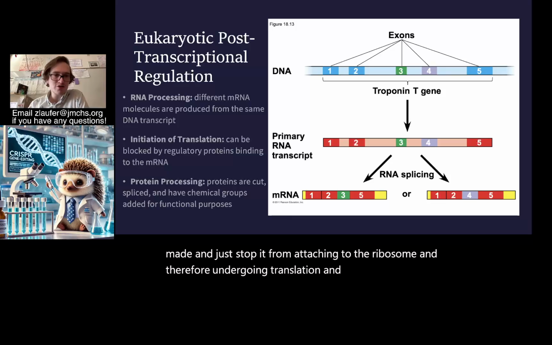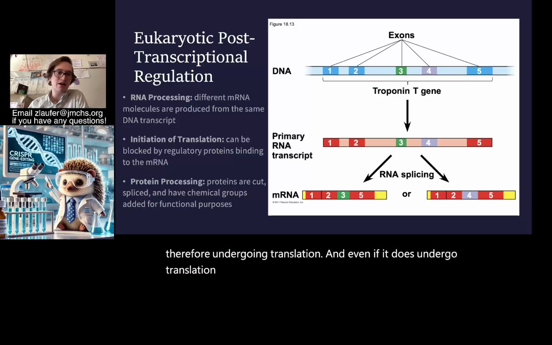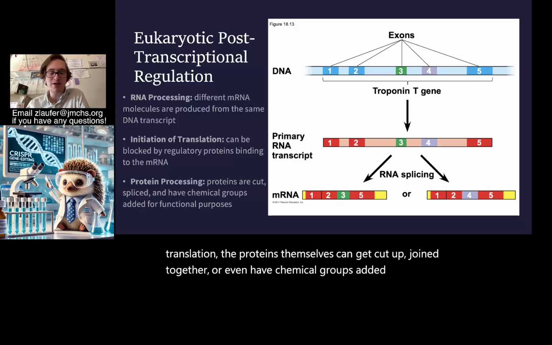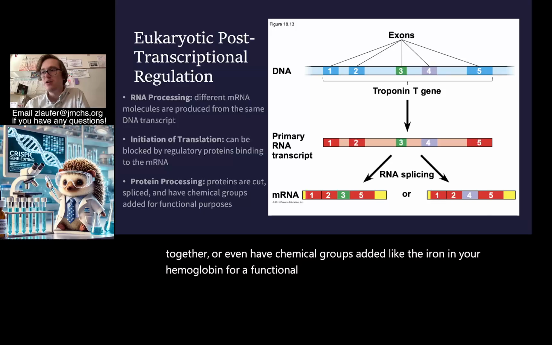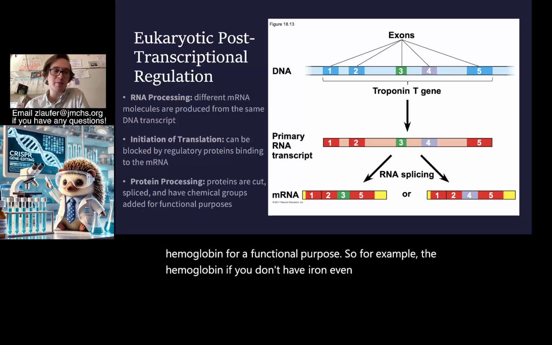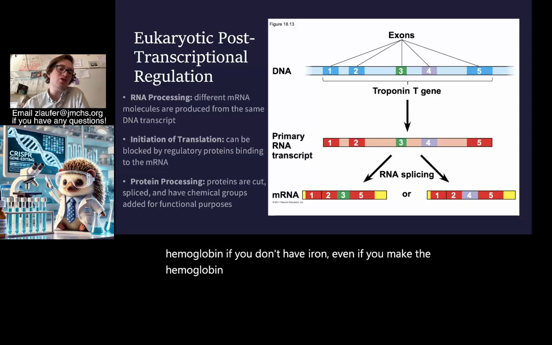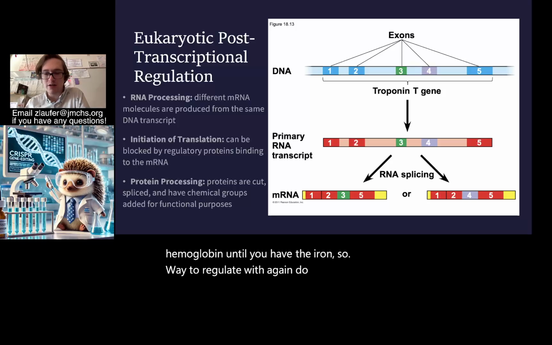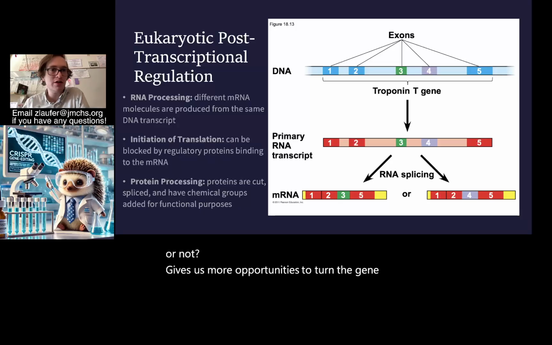And even if it does undergo translation, the proteins themselves can get cut up, joined together, or even have chemical groups added like the iron in your hemoglobin for a functional purpose. So, for example, with hemoglobin, if you don't have iron, even if you make the hemoglobin proteins, you're not going to have functional hemoglobin until you have the iron. So it's another way to regulate, again, do I add the chemical group or not, which gives us more opportunities to turn the gene on or off.